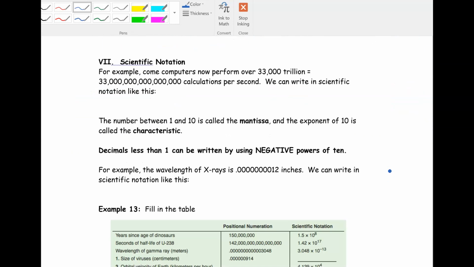And then the last page, I know this is a jam-packed lesson here. We're kind of switching gears here. Let's talk about scientific notation. And this is going to be a really quick touch base on this.